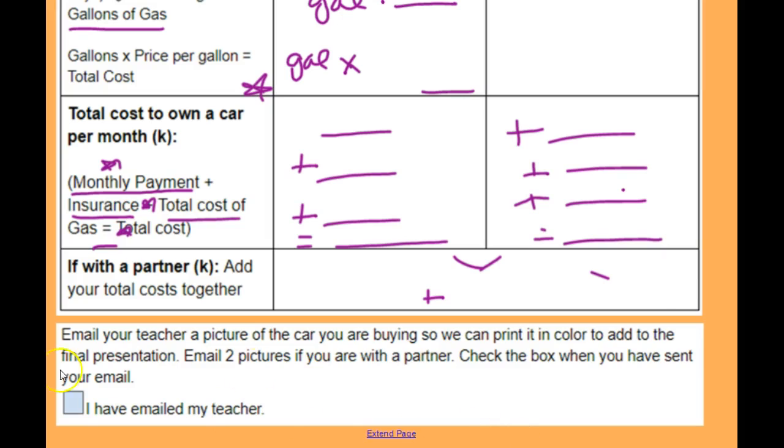And then last, don't forget to email me a picture of your car so that we can add it to your presentation or your poster at the end.